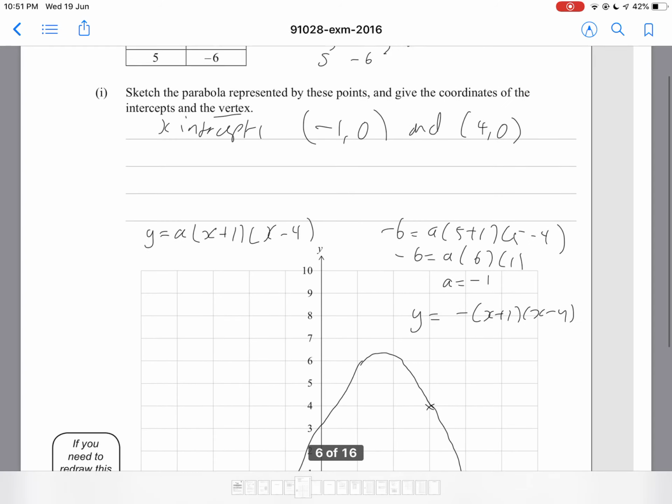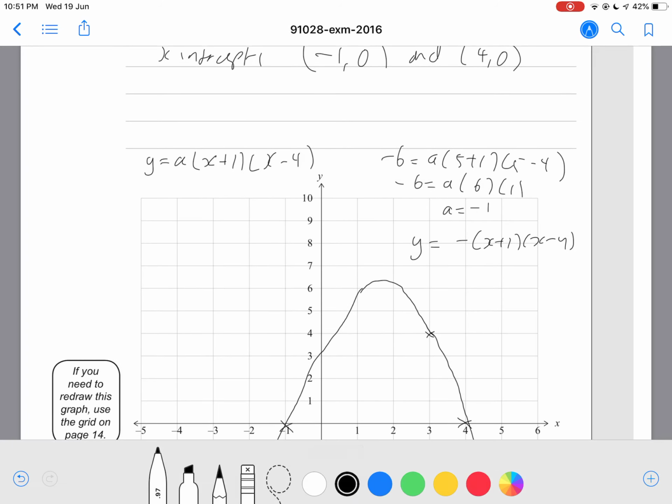So now we substitute our midpoint, which is x equals 1.5. So we say y equals negative of 1.5 plus 1, 1.5 minus 4. And that should give you y equals 6.25. Therefore, our vertex works out to be 1.5, 6.25. Okay, that's our vertex.